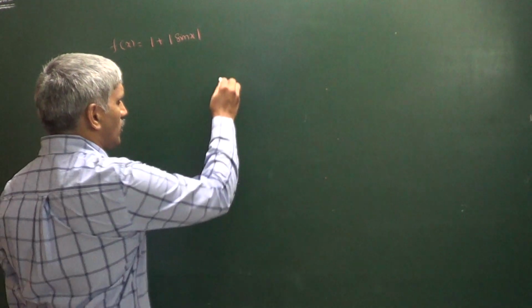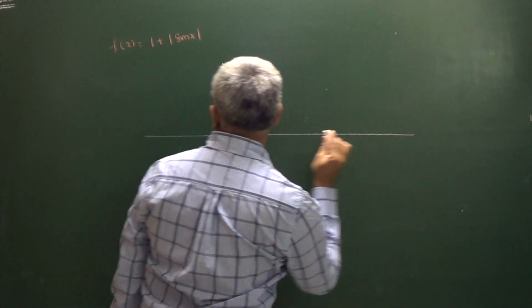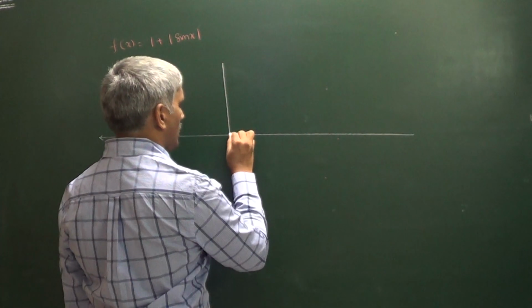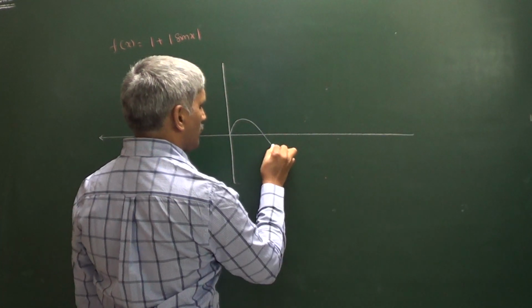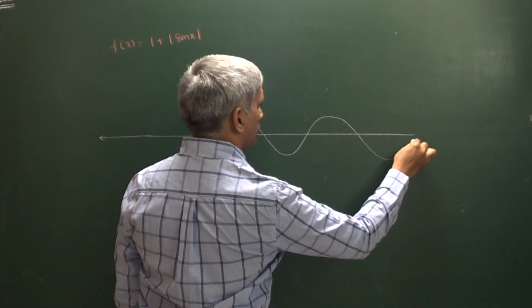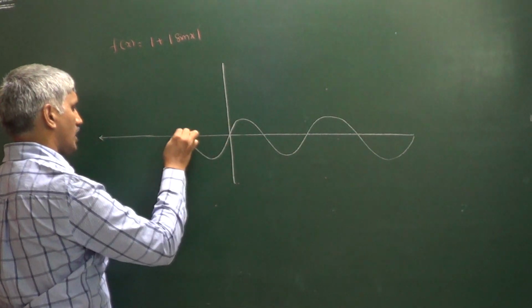You know the graph of f of x is equal to sin x. We are drawing the graph of sin x on the real line, which has a maximum value 1 and minimum value -1. Like this it will continue, the graph of f of x is equal to sin x.